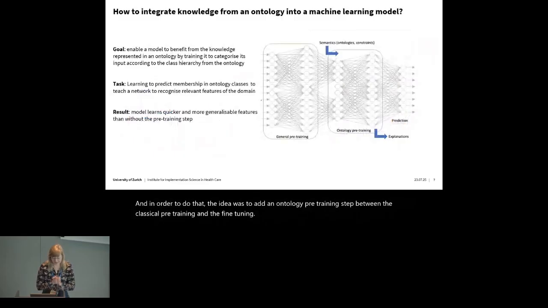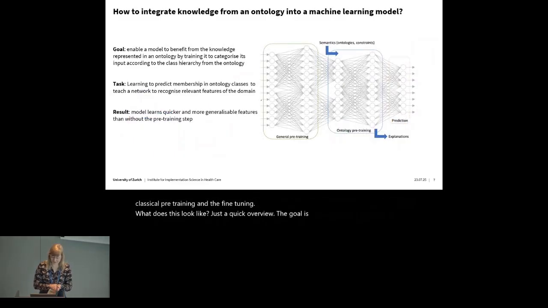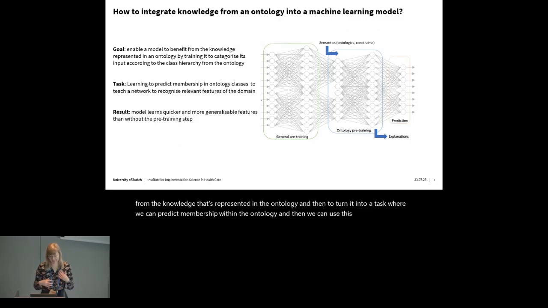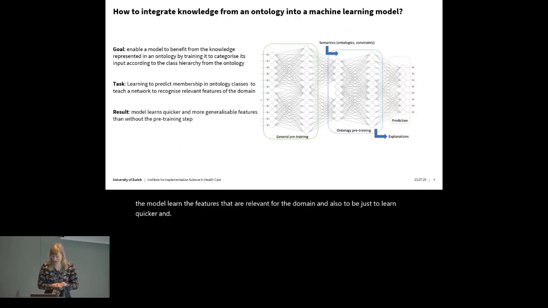What does this look like? Just a quick overview. The goal is to enable the model to benefit from the knowledge that's represented in the ontology, and then to turn it into a task where we can predict membership within the ontology. And then we can use this to hopefully have the model learn the features that are relevant for the domain, and also to learn quicker and just work for a wide range of applications.